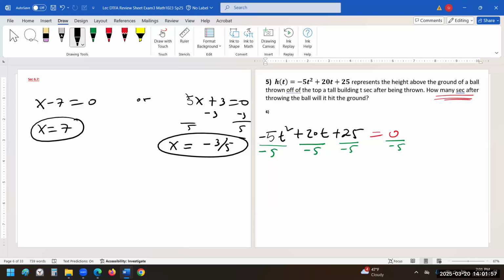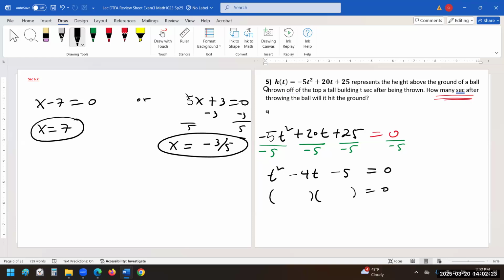So what do you have in the first term now? In the second term? -40. In the third term? +5. Now does it look nicer? Can you factor? Yeah, -5, not positive, sorry.